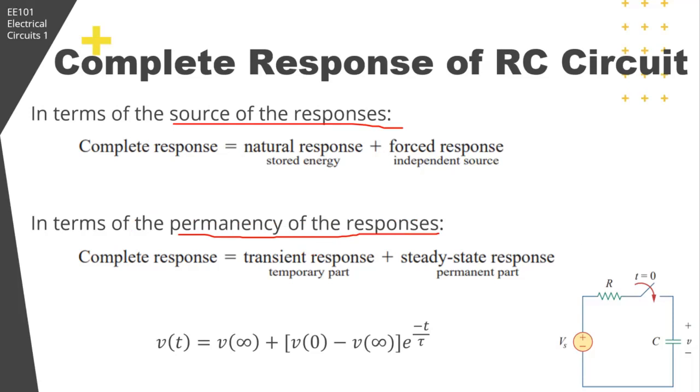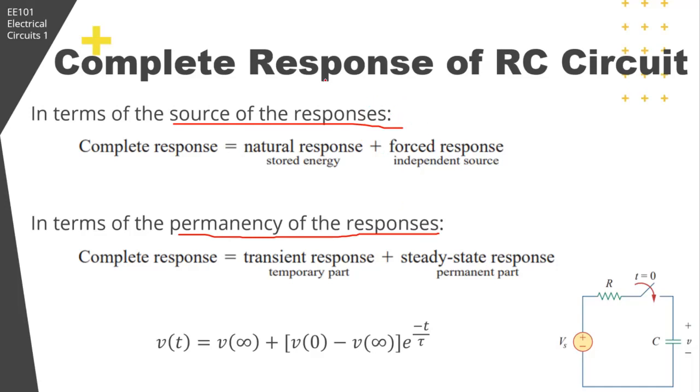Bale, si transient response, that's the temporary response. It is the portion of the complete response that decays to 0 as time approaches infinity. The steady state response is the portion of the complete response that remains after the transient response has died out. Now, this refers to the behavior of the circuit a long time after an external excitation is applied. Now, pangutana, how do we find the complete response?